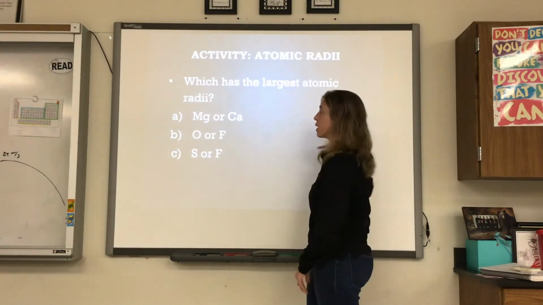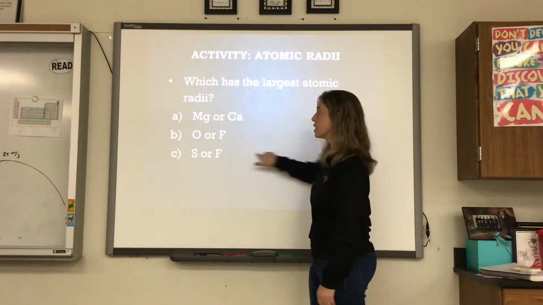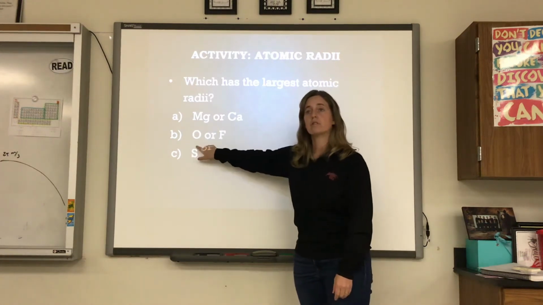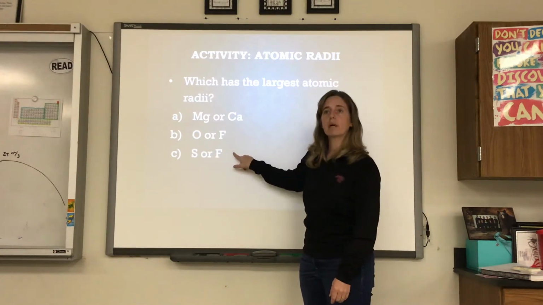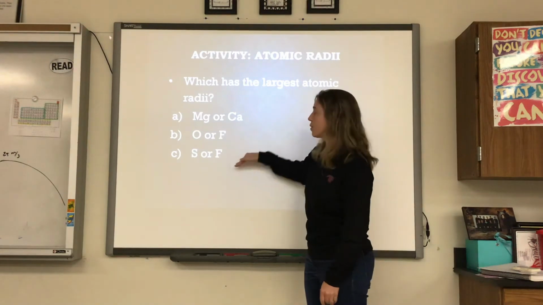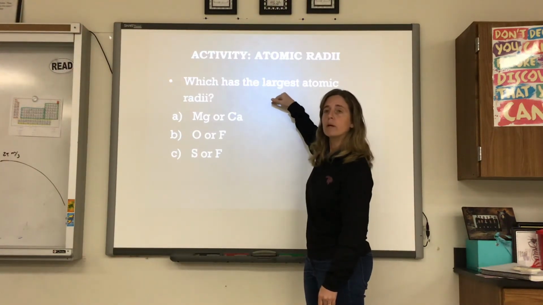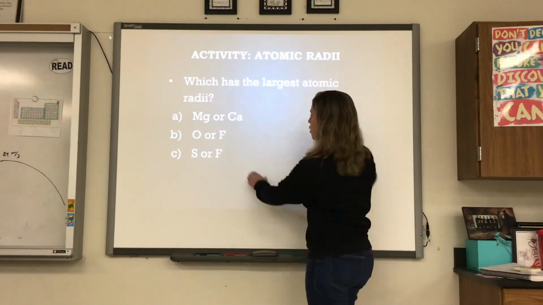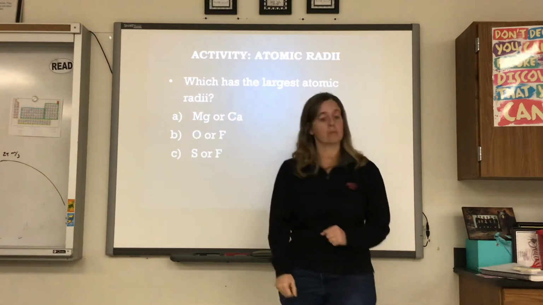Then we have oxygen and fluorine, which are side by side, okay? But I just told you that it decreases across a period. So if it decreases this way, fluorine is on the right side of oxygen. So oxygen would be larger, okay? And then you have sulfur and fluorine, okay? They're going to kind of be diagonal, right? So we know that it increases this way, and we know that it increases this way. And sulfur's here, and fluorine's here. So sulfur is going to be larger, okay?